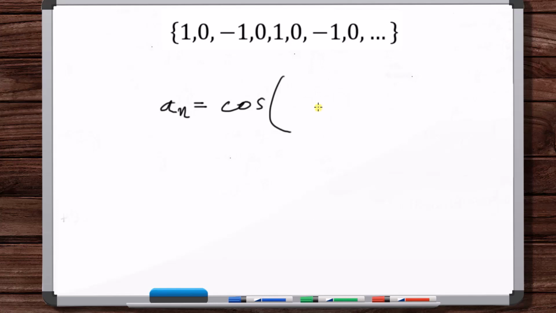So n minus 1 times pi, divided by 2. Okay, so n is equal to 1, you get 0 on the inside. That's cosine of 0, which is 1. n is equal to 2, you get cosine of pi over 2. That's 0. Good. n is equal to 3, you get 3 minus 1 is 2, times pi over 2, you get cosine of pi. It's negative 1. There you go. That is your answer.